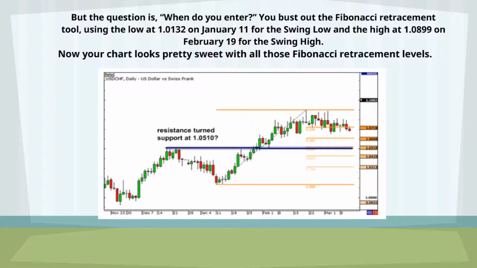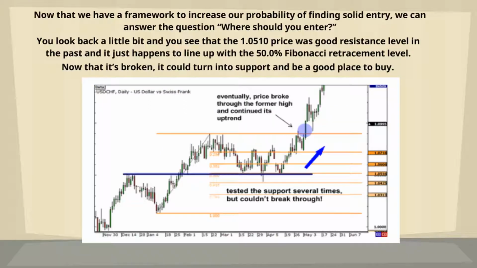You bust out the Fibonacci retracement tool, using the low at 1.0132 on January 11th for the swing low and the high at 1.0899 on February 19th for the swing high. Now your chart looks pretty sweet with all those Fibonacci retracement levels. Now that we have a framework to increase our probability of finding a solid entry, we can answer the question, where should you enter? You look back a little bit and you see that the 1.0510 price was a good resistance level in the past, and it just happens to line up with the 50.0% Fibonacci retracement level. Now that it's broken, it could turn into support and be a good place to buy.